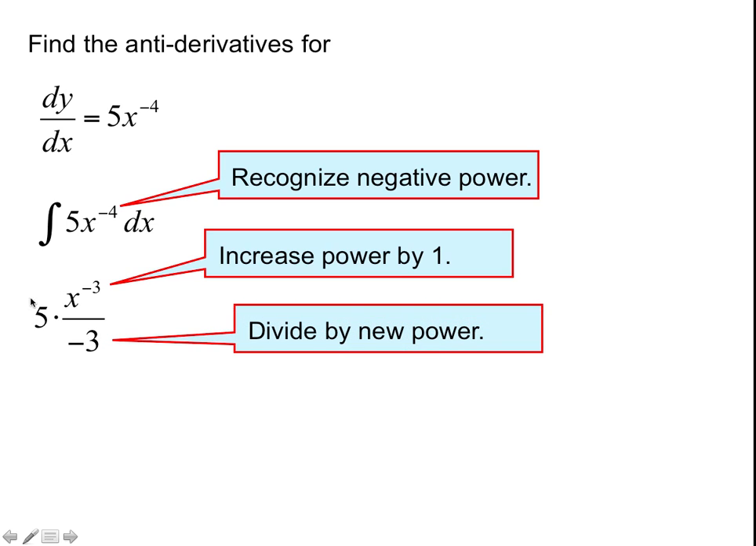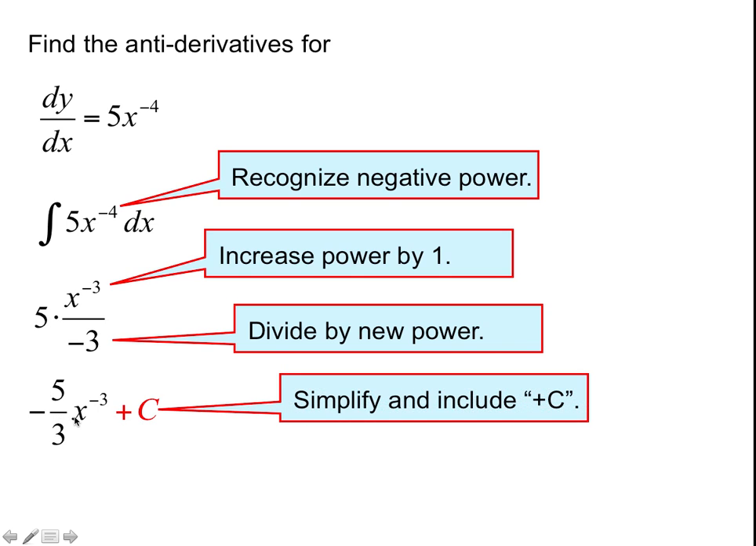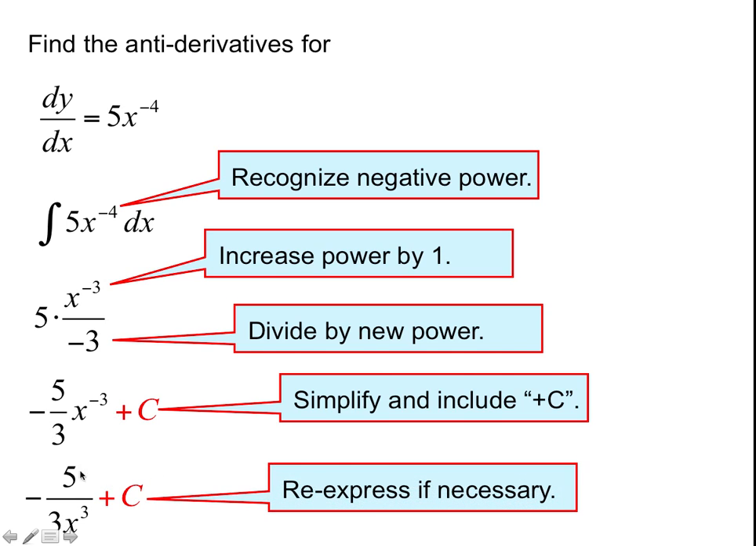And then we can rearrange this to simplify it a little bit. So this is negative 5/3 x to the minus 3. We put our plus c on the end so that we can represent the family of functions. And we can actually even put that x to the minus 3 back in the denominator and make it a positive power. And again, this last step here is probably how you would see that on a multiple choice test.